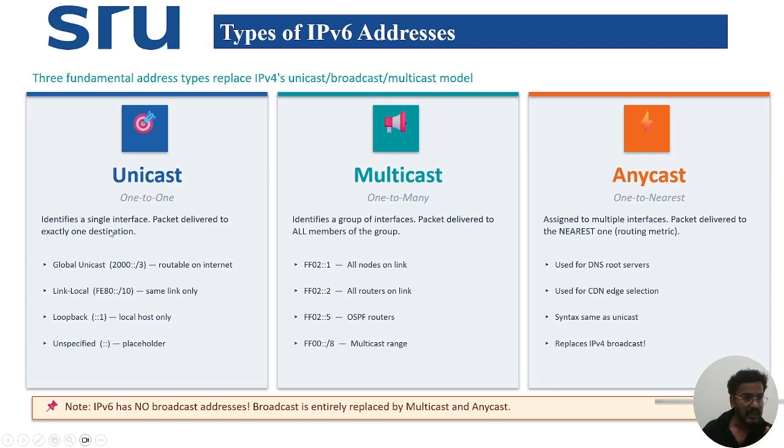Coming to unicast, it identifies a single interface, and the packet is delivered to the exact one destination. Like global unicast, routable on the internet, and link local, on the same link only, where we distribute or share the frames and data.